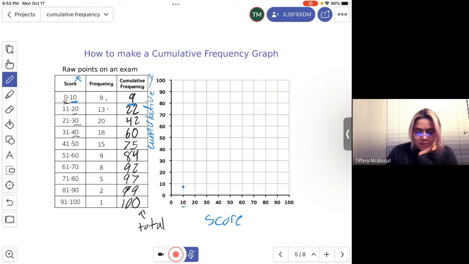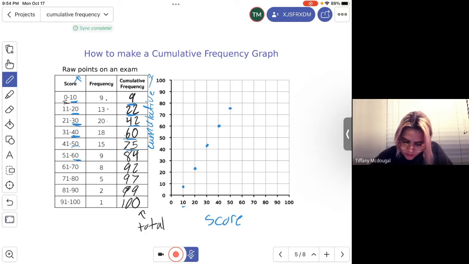And now I'm going to do 20 and 22. So go to 20 and then go to 22 on the cumulative frequency. So about right there, a little bit above the 20. Now I'm going to go to 30, and that needs to go to 42. 30, go to 42 right here. 40, I need to graph at 60. 50, I need to graph at 75. It's right there between 70 and 80. 60, I'm graphing at 84.